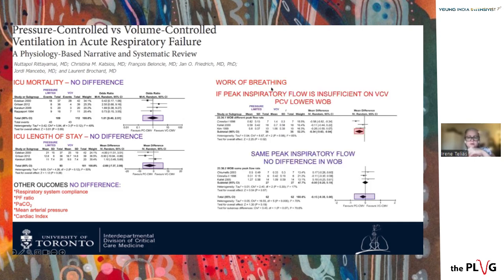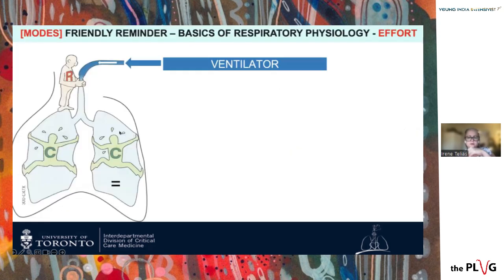But if we look more carefully at that systematic review, we see that there is a difference with the work of breathing that the patients do when they're in one mode versus the other mode, okay? So if the peak inspiratory flow is insufficient on volume control, the pressure control ventilation renders a smaller inspiratory effort, okay? If the peak inspiratory flow is the same between the two modes, there's no difference in work of breathing. So why is that? We will see at the end of the session.